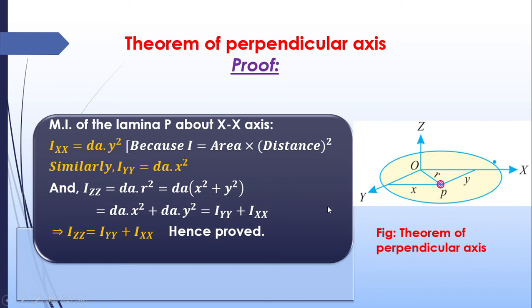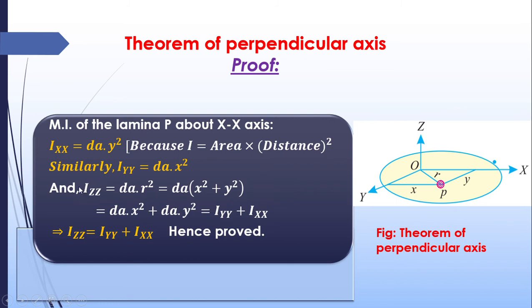Okay, let it be dA. So dA into y square about the x-axis. We know that, because I is equal to area into distance square. Similarly, about the y-axis it will be dA into x square. Okay, you are sure, right?